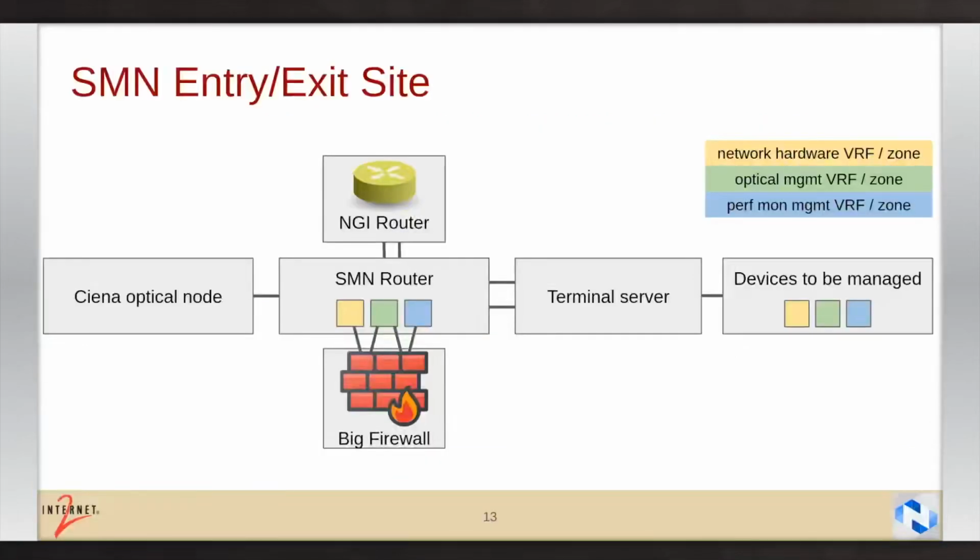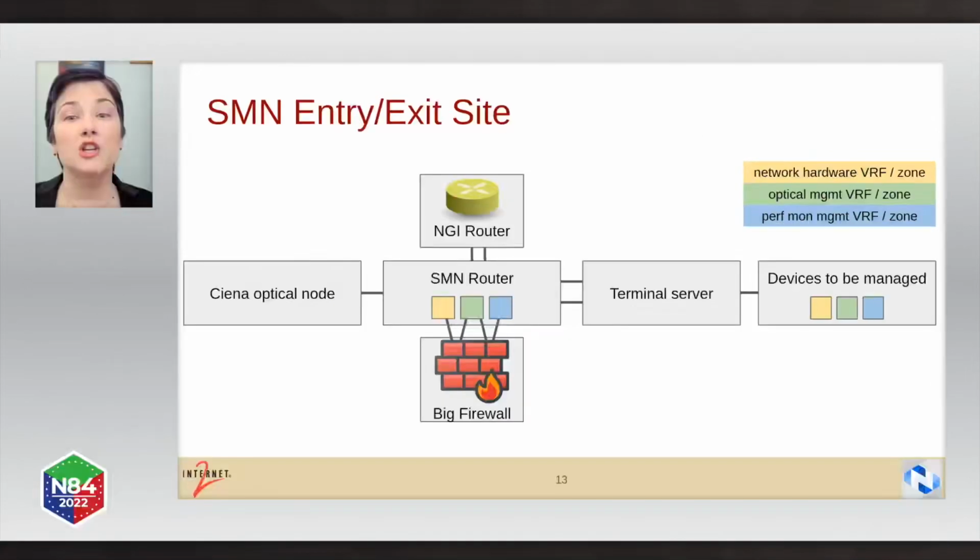You'll notice that each different site type has a dedicated router for the secure management network. The router has three different VRFs, one for optical management, one for a performance monitoring server management, and one that serves as the primary path for managing the network and any other devices required for the network to function, such as our PDUs. Traffic between the VRFs has to go through the big firewall, which in this case is a Juniper SRX 1500, and that is where the firewall rules live.